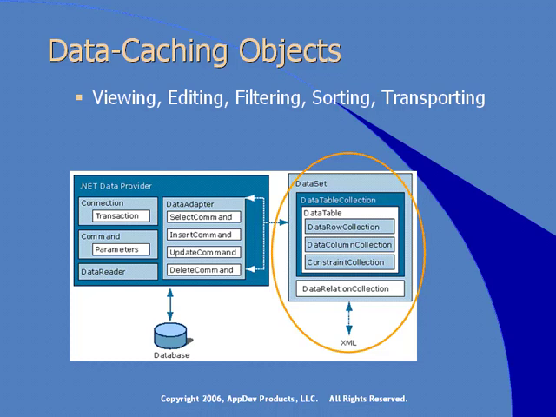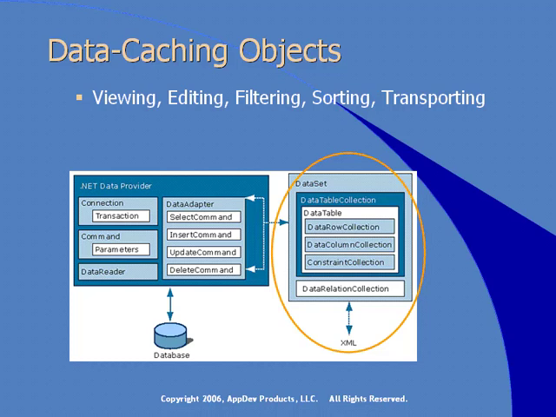So you can retrieve data into one of these objects, like a data table, and you can have multiple data tables in a data set. And you'll see that you can also create relationships between the tables in a data set. And then you can make changes to the data, you can sort the data, and so on. And when you're ready, you can then push those changes, if necessary, back to the database by going through a data adapter. And so you see the arrow that connects the things over on the right there with the data adapter on the left.